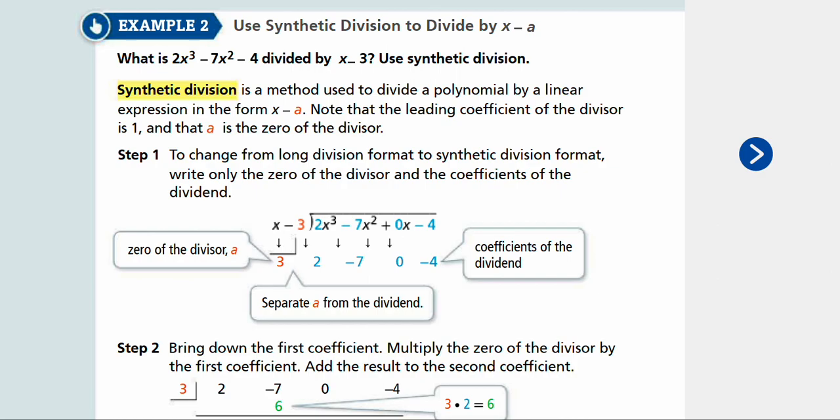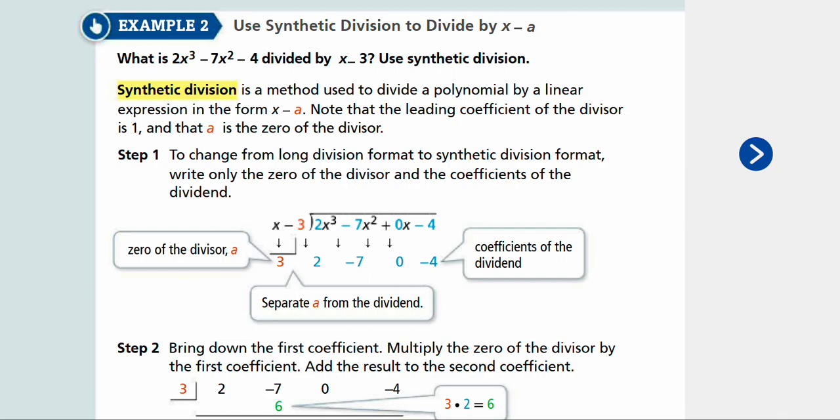Synthetic division is a method used to divide a polynomial by a linear expression in the form x minus a. Note that the leading coefficient of the divisor is 1 and that a is the 0 of the divisor. So what does that mean? We're going to make sure that the divisor is in the form x minus a. If you have the divisor in the form x minus a, you can use synthetic division with the coefficients from the polynomial and the constant value a. So let's see how that works.